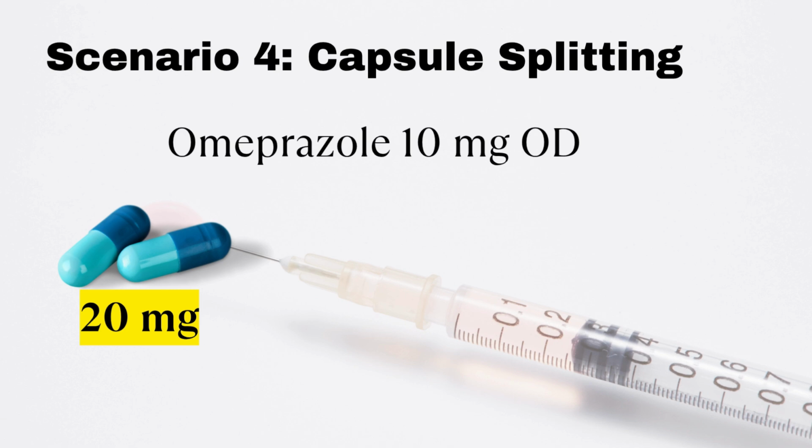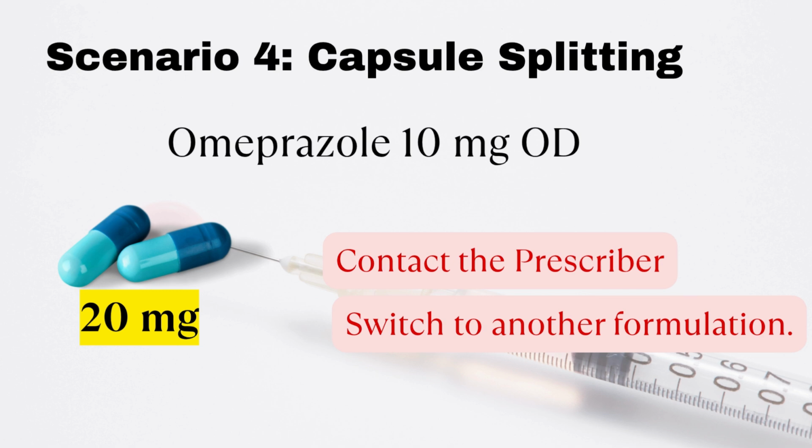Omeprazole capsules are designed for controlled release. You cannot reliably divide the contents in half. You would contact the prescriber to see if a 10 milligram capsule is available or switch to another formulation.